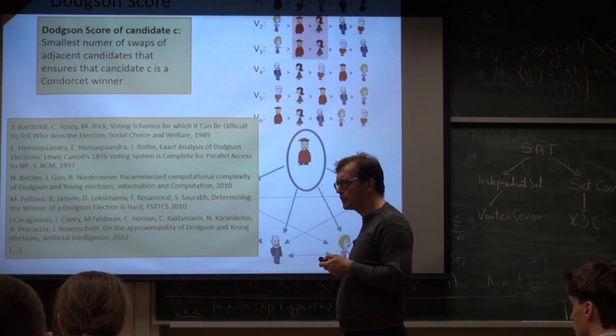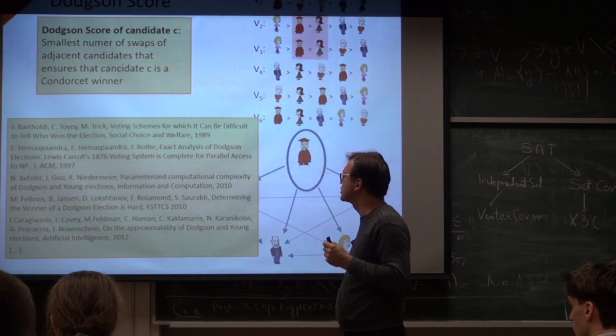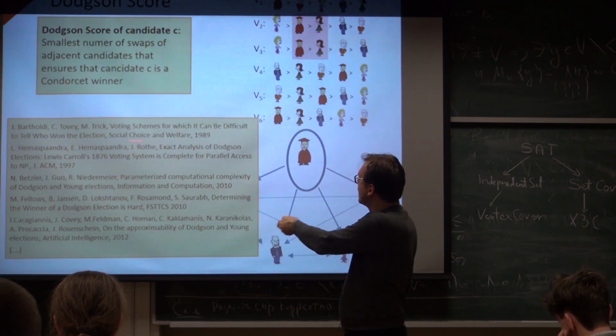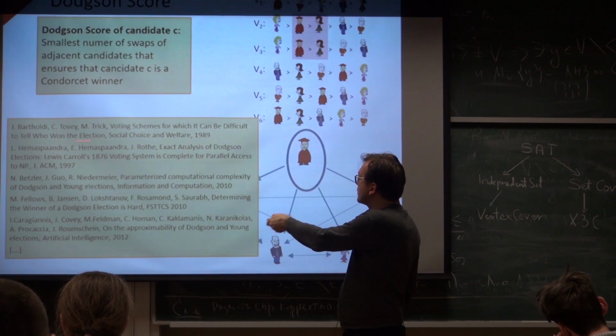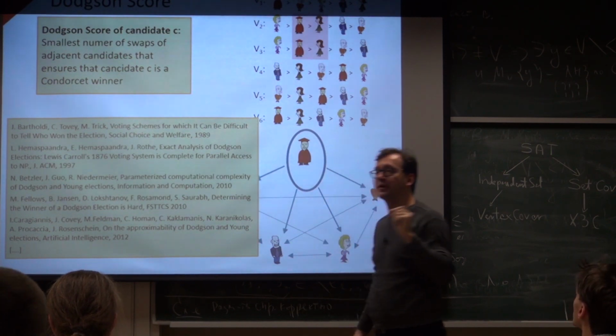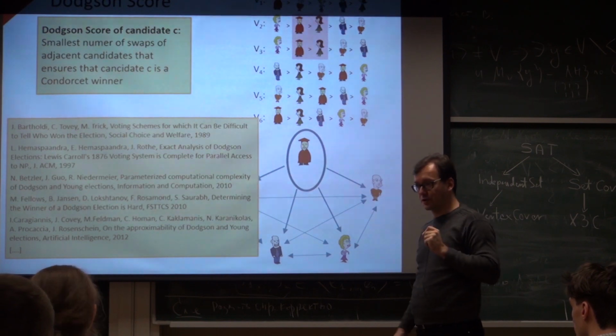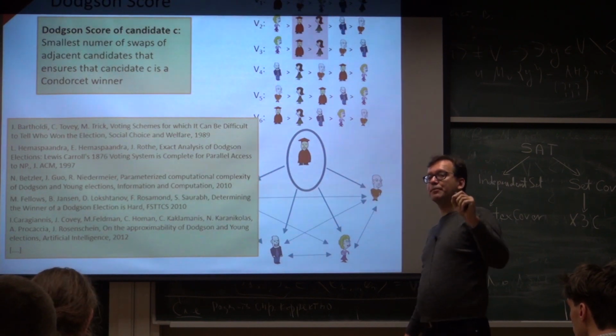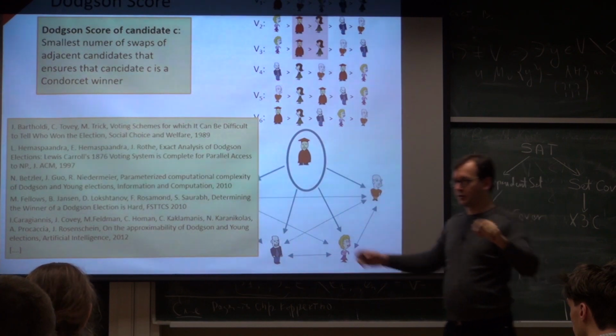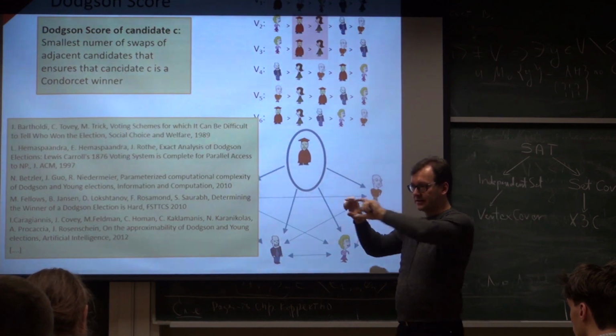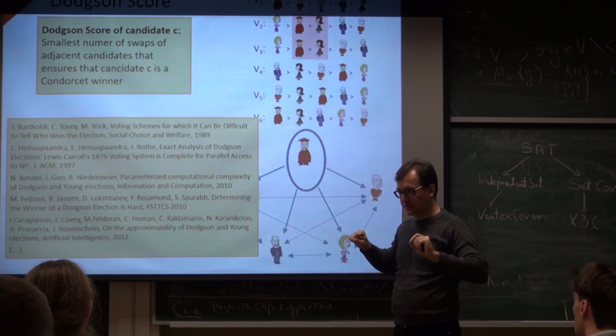But I think there's probably a number of papers that do exposition of this proof. So in 1989, this proof was shown. It was shown that the Dodson score problem is NP complete. And they also showed that the problem of deciding, so you're given a question: is this candidate P a Dodson winner?